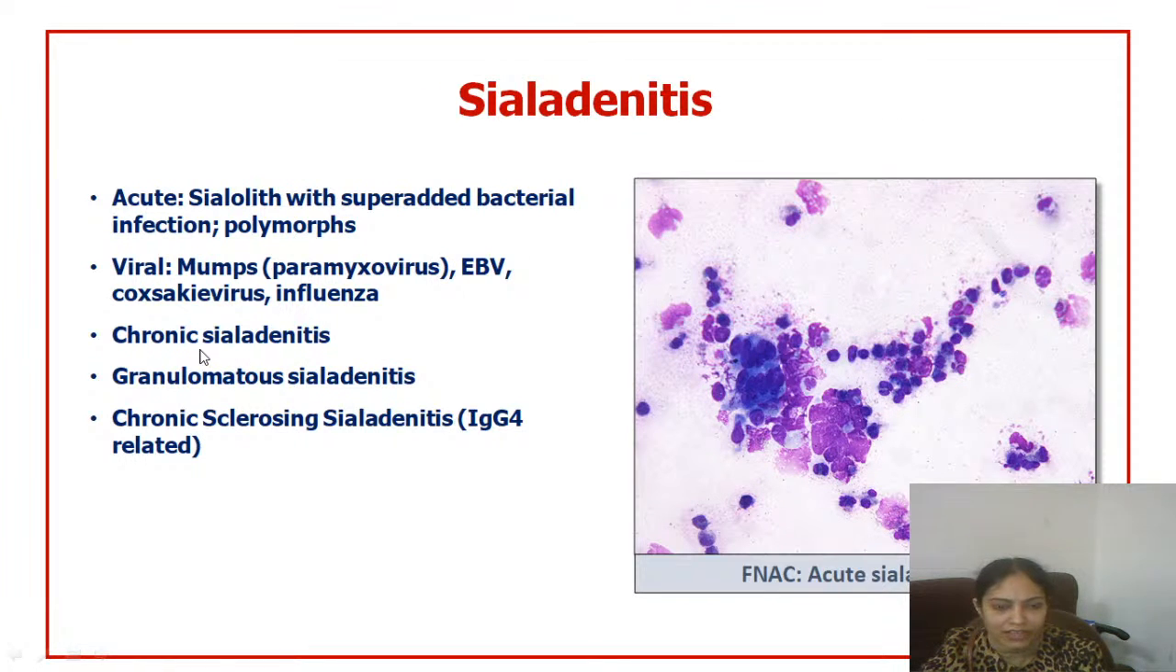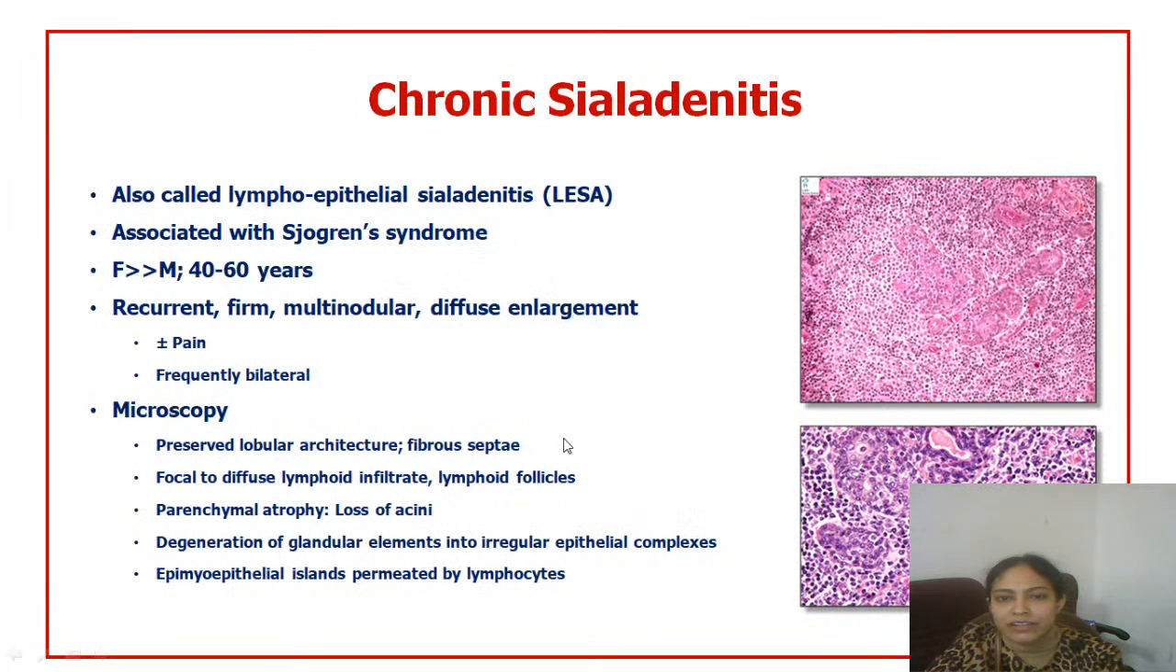The others are chronic sialadenitis, where you would get lymphocytes rather than neutrophils on an FNAC. Then you have granulomatous sialadenitis, and you have this entity called chronic sclerosing sialadenitis, which is an IgG4 related disease. So you must be aware of IgG4 related disease, and the same morphological features are seen in a wide spectrum of organs within the body, in the retroperitoneum, in the pancreas, in the thyroid, in the salivary glands, in the lacrimal glands. So that is the spectrum of IgG4 related disease, and it also includes chronic sclerosing sialadenitis.